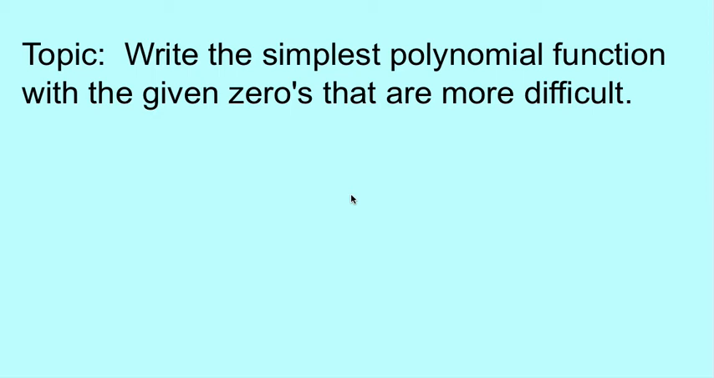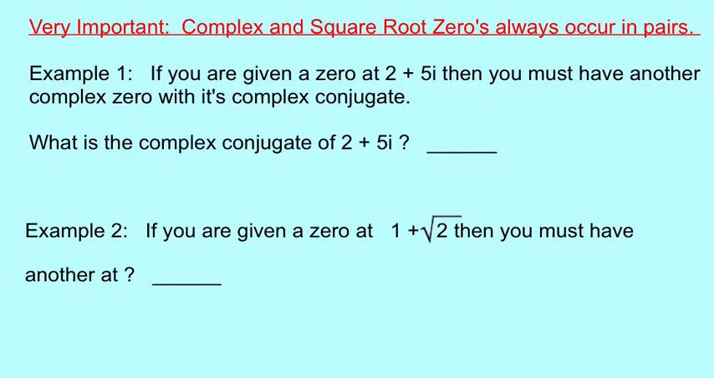Here's a video on given the zeros of the function. They're a little bit more difficult, and we want to write the polynomial function equation. So I want to review with you for a minute. If I give you a zero like 2 plus 5i, it's a complex zero. So complex zeros occur in pairs. So we want to come up with the conjugate.